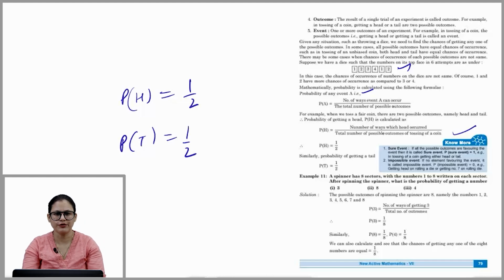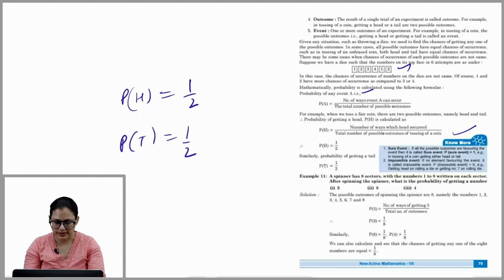Number 1, sure event. If all the possible outcomes favor the event, then it is called a sure event. Example, in tossing of a coin, getting either head or tail. Number 2, impossible event. If no outcome favors the event, it is called an impossible event. Example, getting a head on rolling a die. Can you get a head when you are rolling a die? Of course it is not possible. Or getting number 7 on rolling a die. Is there any possibility to get a number 7? Of course not, because there are only 6 numbers, 1 to 6. So how can you get 7, right?